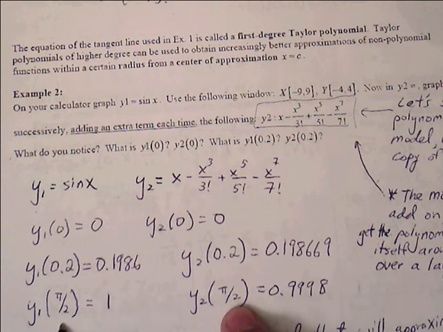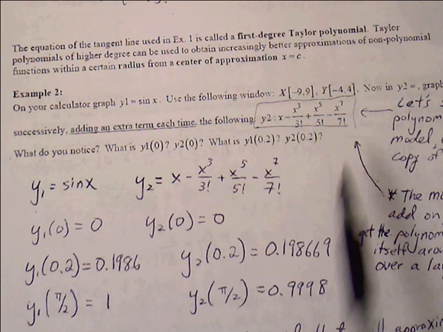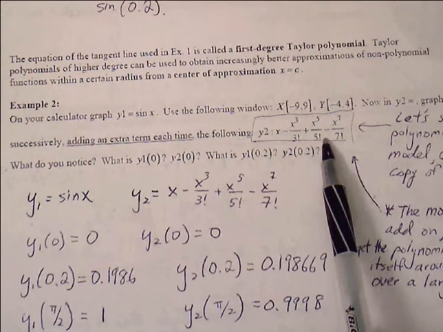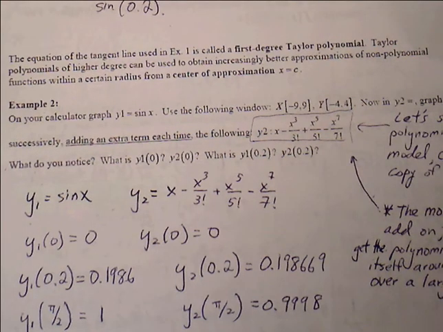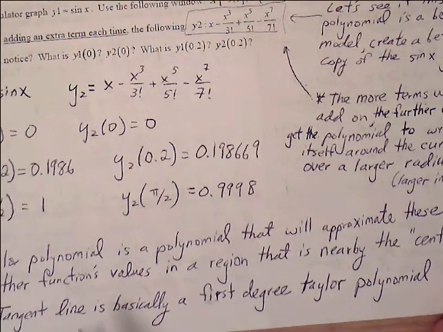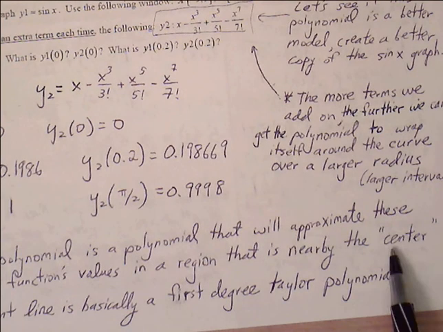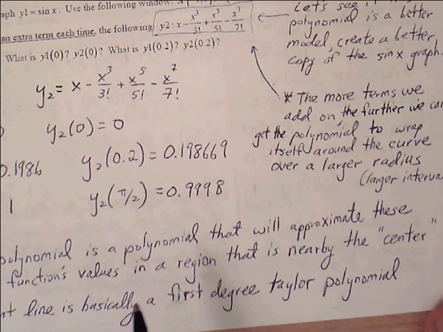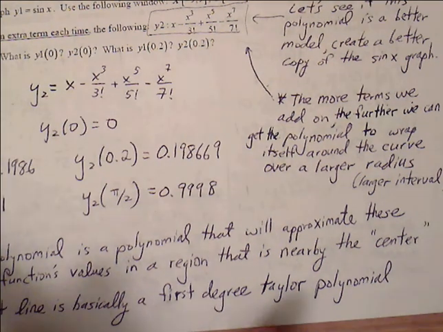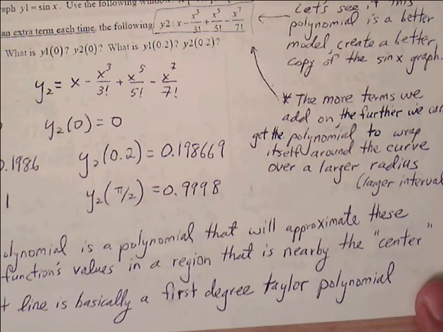But as we go further and further out, at pi over 2 it still does a pretty good approximation, but we can see that as we get further and further away with this 7th degree polynomial, it will only produce a pretty good approximation depending on how far out we go. Okay, so a Taylor polynomial is simply a polynomial that will approximate these other types of functions and their values in a region that is relatively nearby the center. And right now our center is 0, but we're going to talk about how we can adjust that and have this polynomial start at a different center when matching the graph.